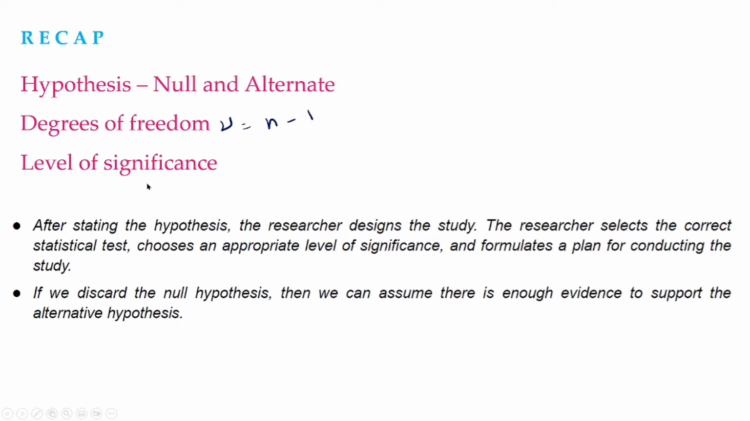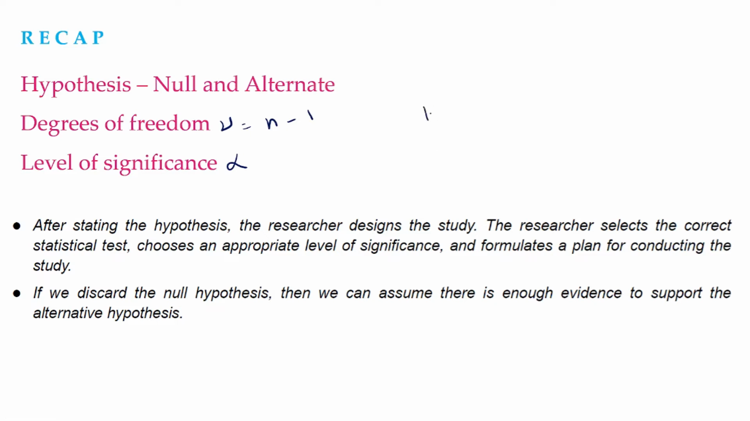Next we have level of significance. This level of significance is denoted by alpha. It is the probability of making a wrong decision when the null hypothesis is true. So as I already said, to draw conclusions about a population, the researcher will make assumptions about the population. Those assumptions are called hypotheses.